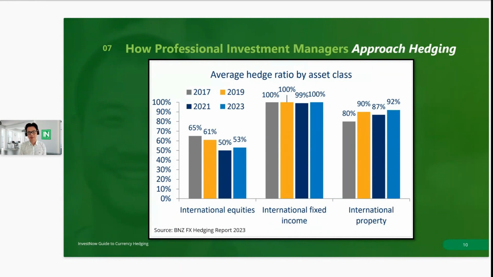So you can benefit if things go well, but also you're insulated if things go upside down. And as I've noted before, with global bonds and global property, they're almost fully hedged for those funds because of that defensive nature.